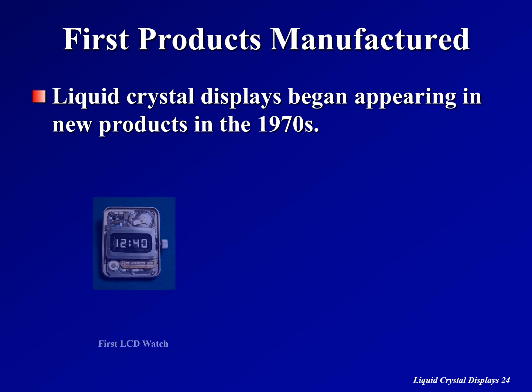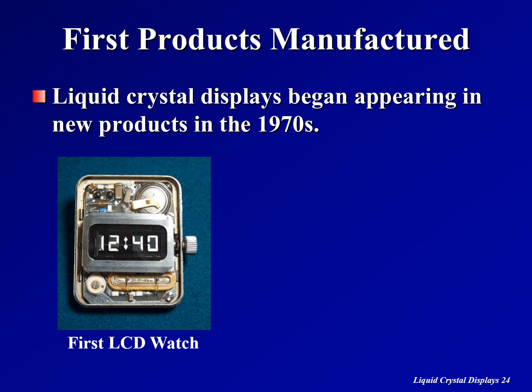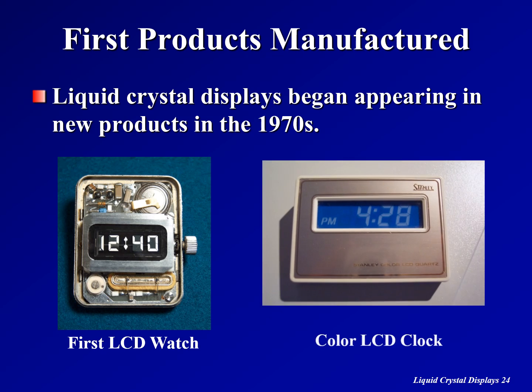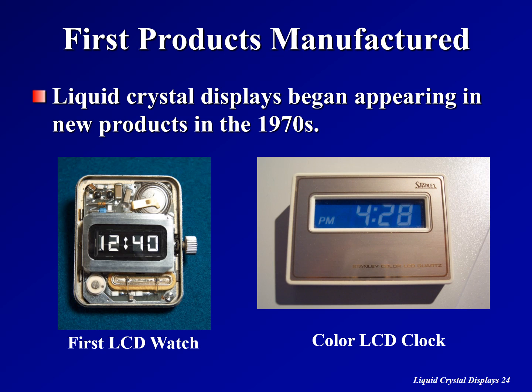The photo on the left shows the inside of the first digital watch made with a liquid crystal display. Both the watch and display were manufactured by the Optal Corporation in Princeton, New Jersey. On the right is a photo of a small digital clock made with a color liquid crystal display. The clock was made by Stanley Electric Company in Japan using RCA licensed technology. After more than 40 years, models of both the watch and the color digital clock are still in operation today.